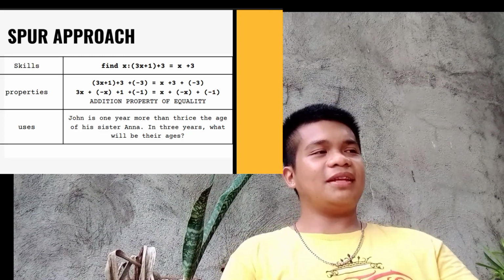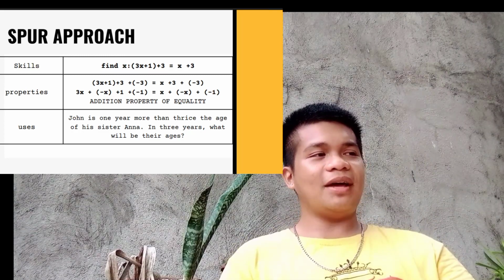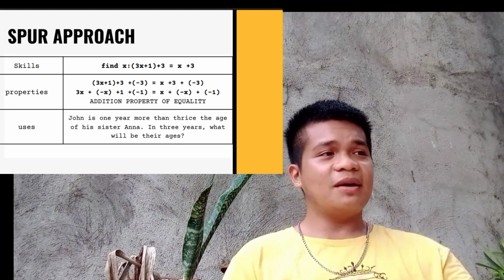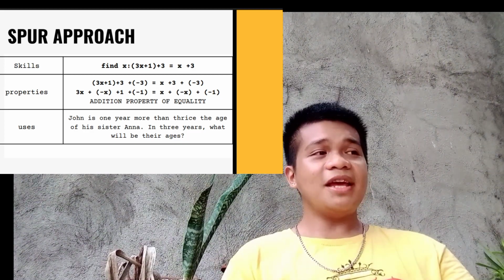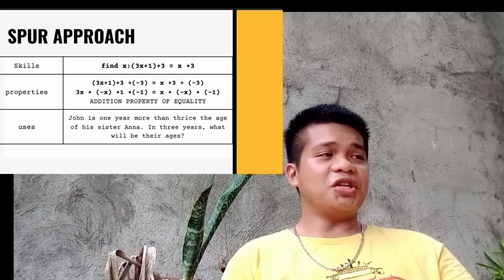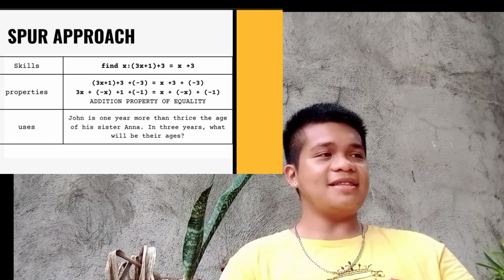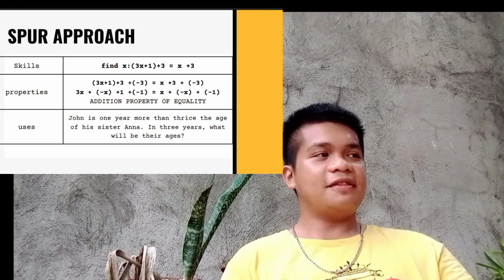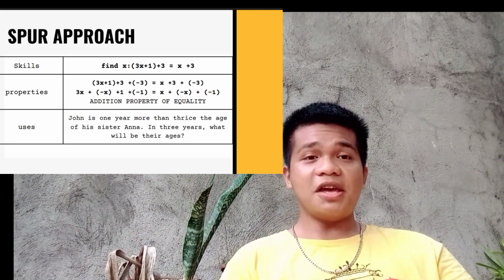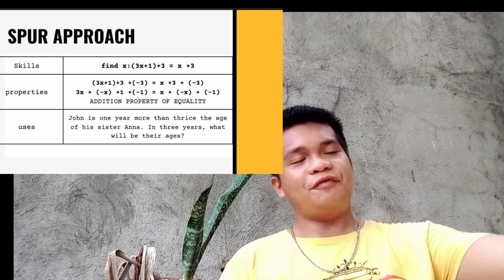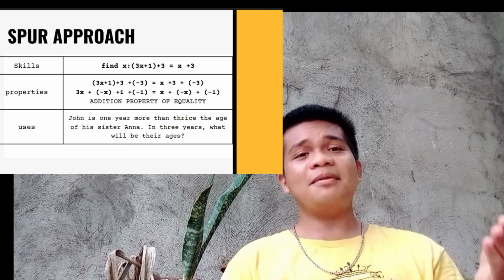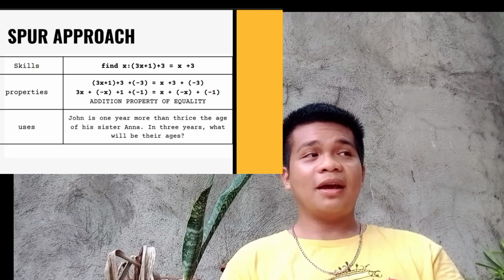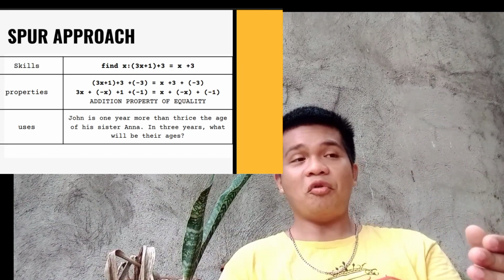So, from the equation 3x plus 1, plus 3, is equal to x plus 3, what other uses are there? You can turn it into a word problem, so you can apply age problems. For example, John is 1 year more than thrice the age of his sister Anna. In 3 years, what will be their ages? If you represent the given problem, the same equation will be formed.